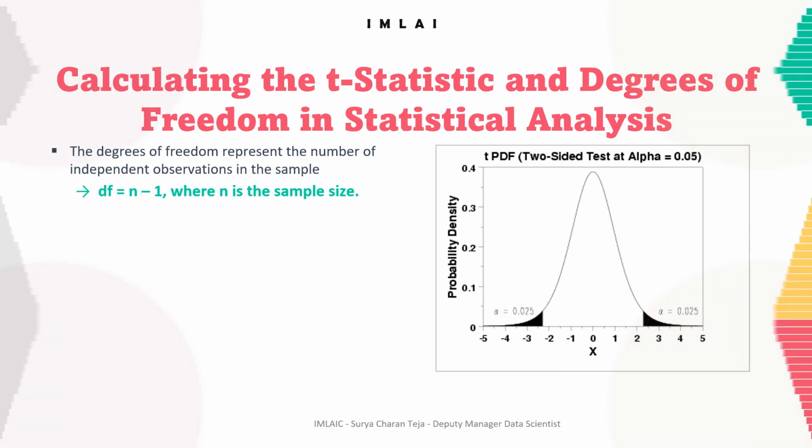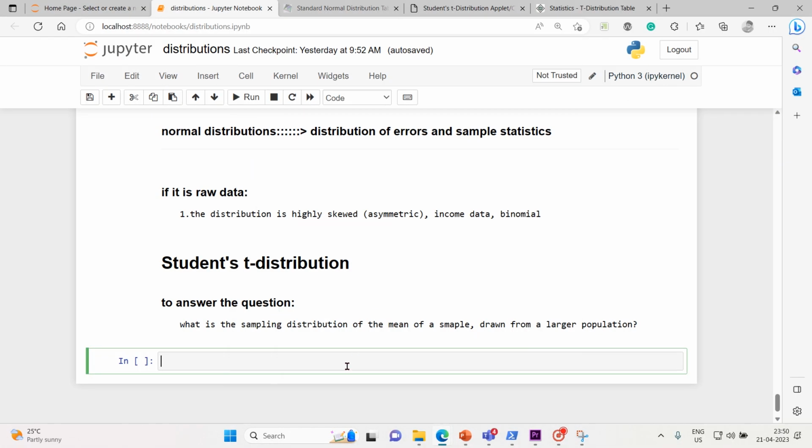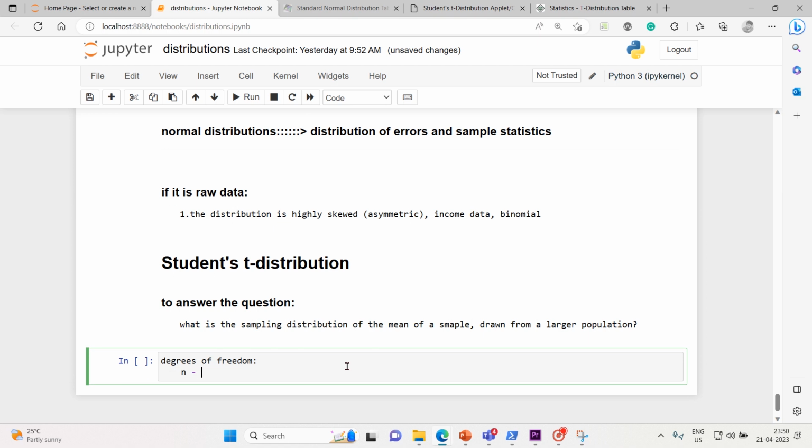But does it make any sense when I say degrees of freedom is equal to n minus 1? Can you make out anything out of it? I'm not sure whether you're able to make out anything out of it. So that's the reason. Let me explain what degrees of freedom mean for us. Degrees of freedom, that is equal to n minus 1. So df is equal to n minus 1.